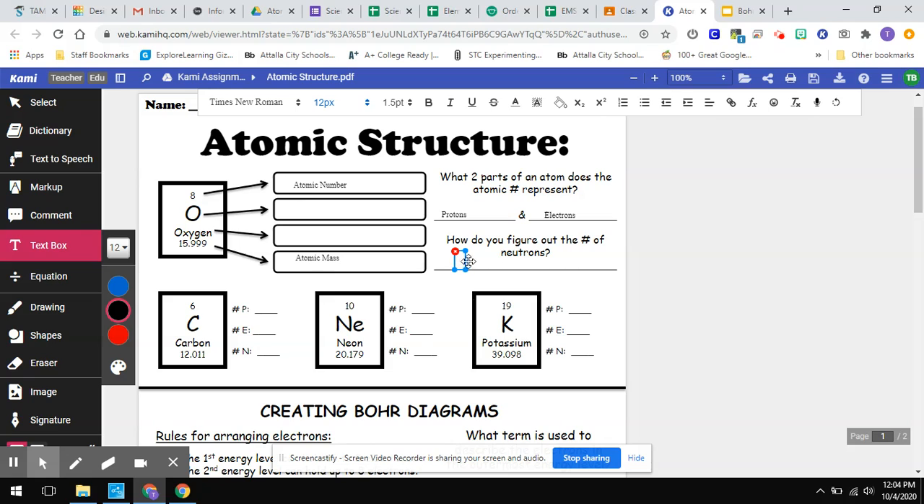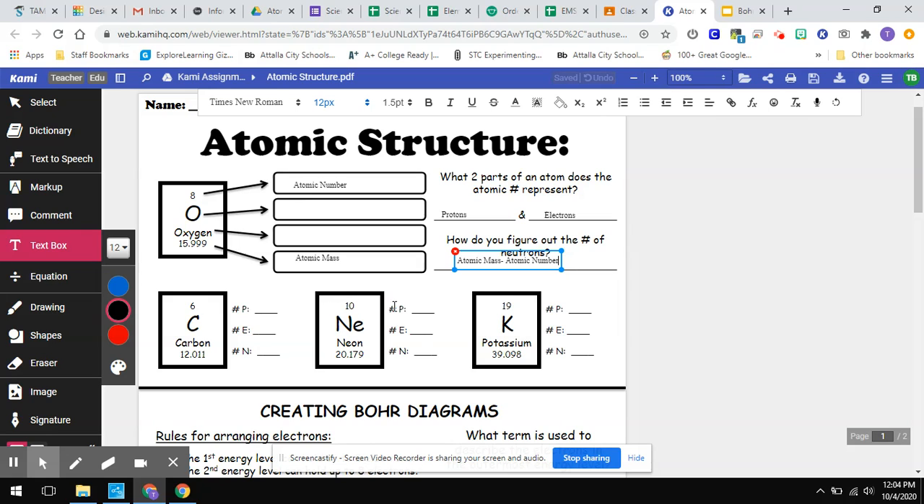So how do you figure out the number of neutrons? You say atomic mass minus the atomic number, and that's going to give you your number of neutrons. So if we went to this one, I'm not going to put all these down, but we know from looking at the 6, our P and our E is 6. And then we're going to look at our mass in order to get our neutron count. Since we have a mass of 12.0, we're going to just call it 12. When we say 12 minus 6, our neutrons are going to be 6.